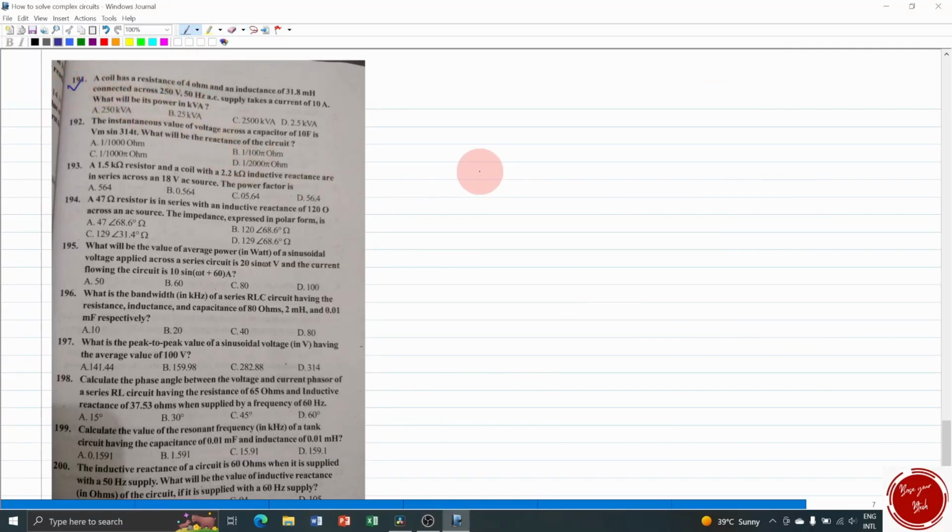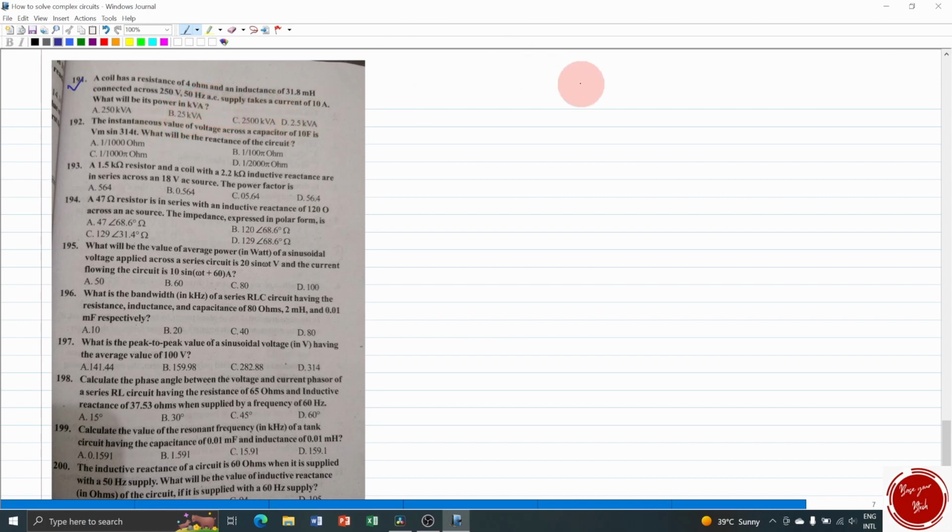Question number 191. A coil has a resistance of 4 ohm and an inductance of 31.8 millihenries connected across a 250 volt, 50 hertz AC supply and it takes a current of 10 ampere. What will be its power in kilovolt ampere?